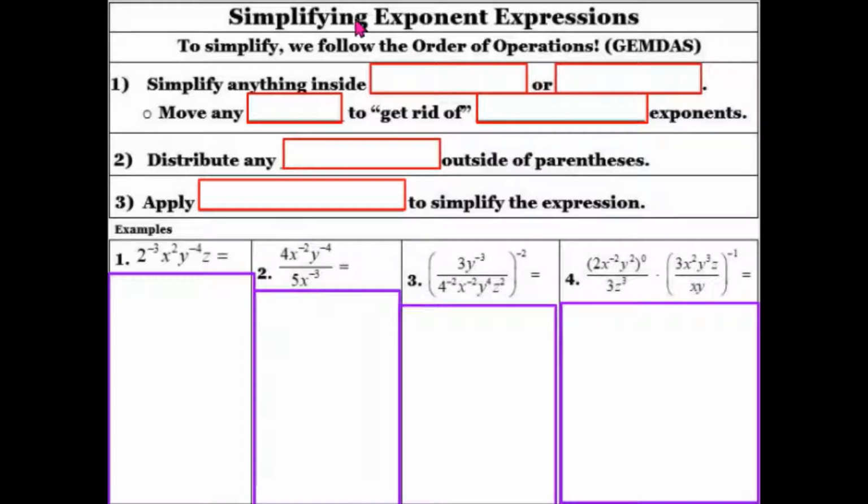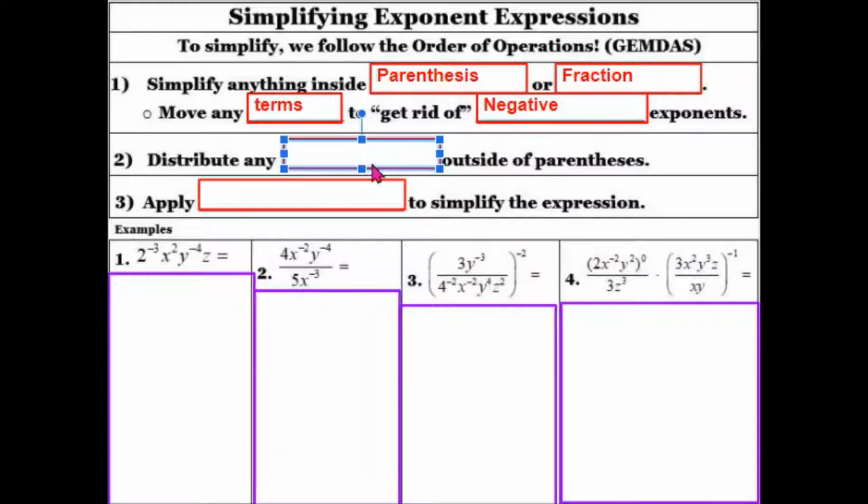Last video for the unit, how do we simplify exponent expressions? To simplify, we're going to use our order of operations, or GEMDAS. First, we're going to simplify anything inside parentheses or a fraction, because remember, a fraction is a form of a grouping symbol. And we want to move any terms necessary to get rid of our negative exponents, because remember, we don't want any negative exponents in our final answer.